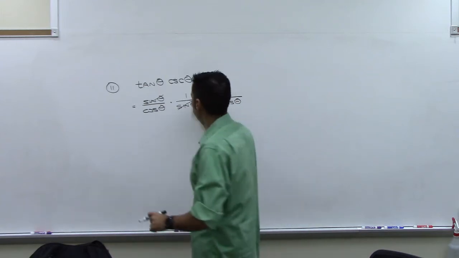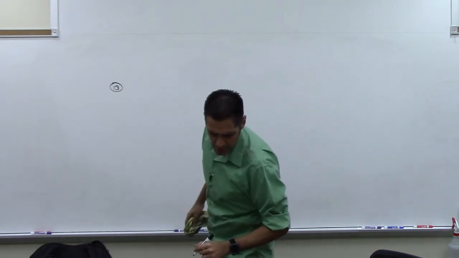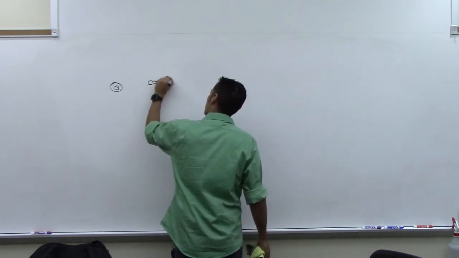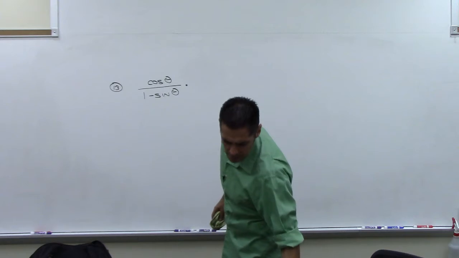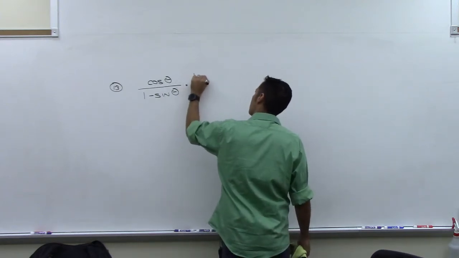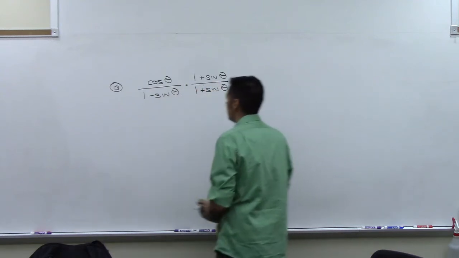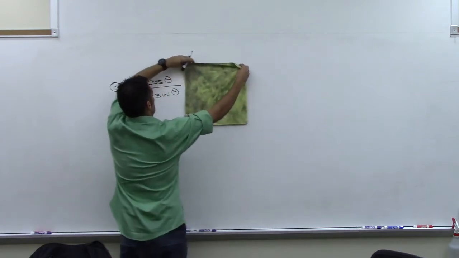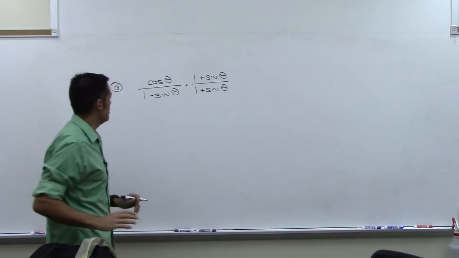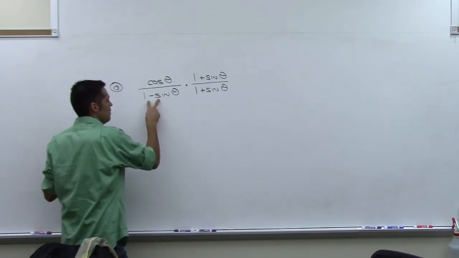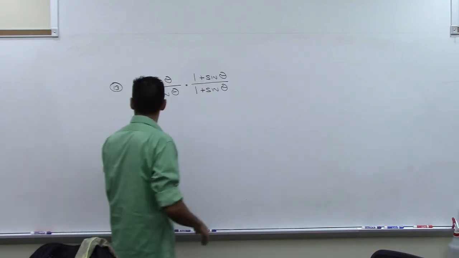All right, number 13. It says to take this expression, cosine theta over 1 minus sine theta, and multiply it times 1 plus sine theta over 1 plus sine theta. So what they're trying to get you to see here is that if you were given this to start, you could multiply it by 1. And this is a very special 1. Something really good is about to happen. Notice I'm taking the denominator and I'm taking its conjugate. So instead of doing a minus between them, I'm doing a plus. And when I multiply this out, some good stuff's going to happen.